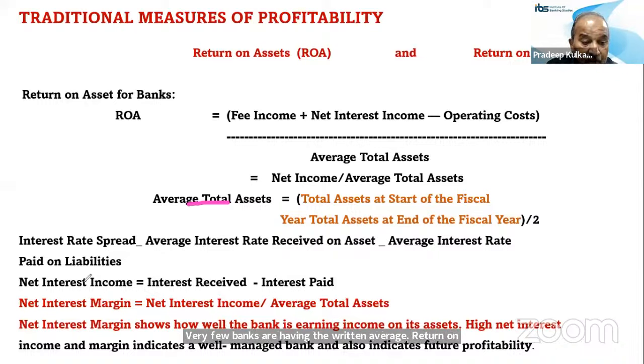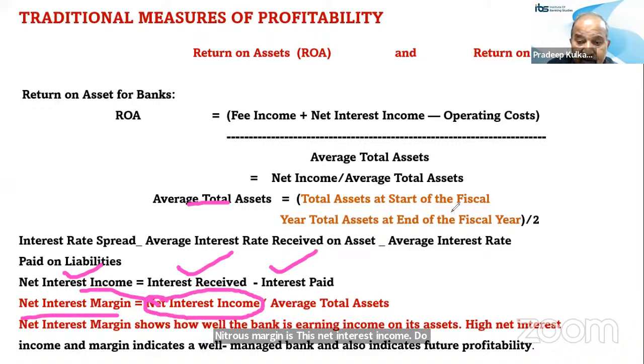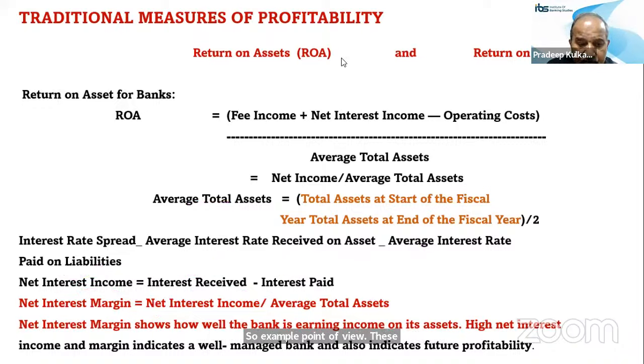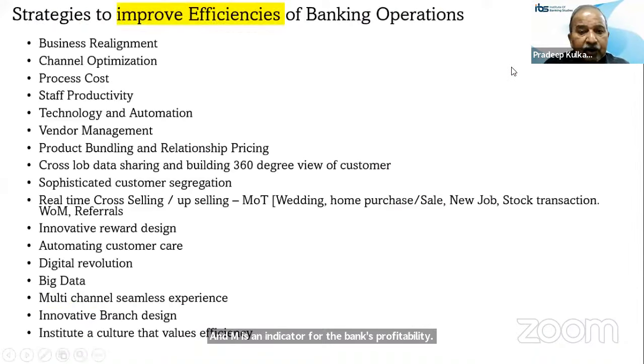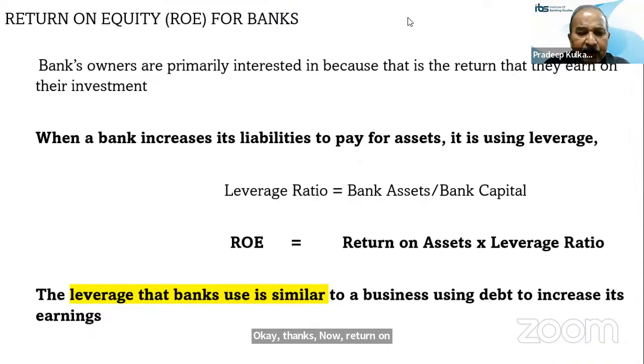Okay, then next. Net interest income is nothing but interest received minus interest paid. So what is net interest margin? Net interest margin is this net interest income divided by this average total assets. From an exam point of view, these formulas are important. Net interest margin is telling us how well the bank earns income on the assets, and NIM is an indicator of the bank's profitability.